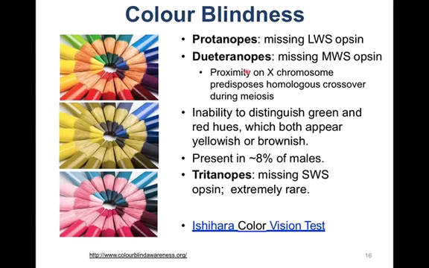And the proximity of these two genes, the long wavelength and medium wavelength sensitive opsin on the X chromosome, their location on the X chromosome, predisposes them to crossover, homologous crossover during meiosis. And I'm not going to test you on meiosis in this course, but hopefully you recall that homologous crossover does occur during meiosis to promote genetic shuffling as gametes are being produced.